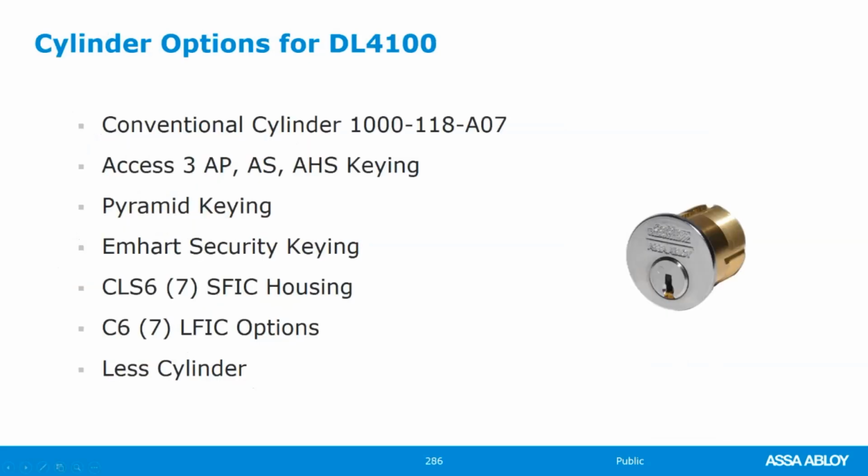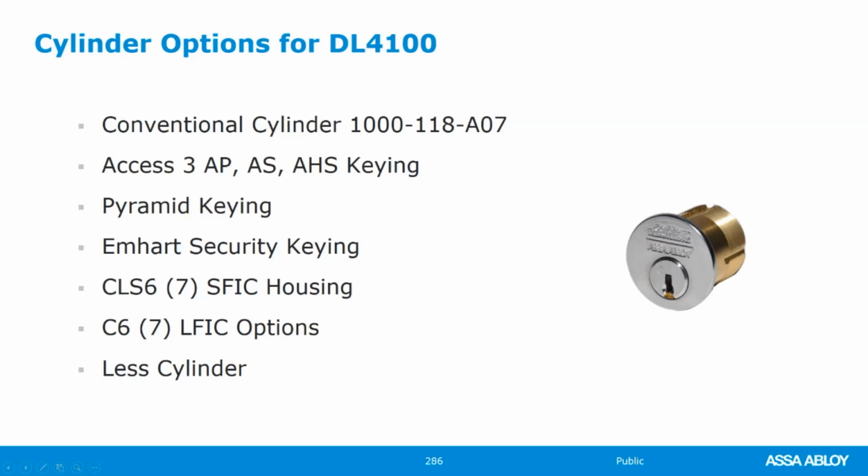Cylinder options, because it's a mortise cylinder, it's a conventional 1000 1 1/8 with an A07 cam. So there's a different cam. There are different cams for the mortise cylinders based on the application. We can do all of our patented security and high security keying as well. Interchangeable core, we can also do the small format housing. We can also supply it less cylinder.